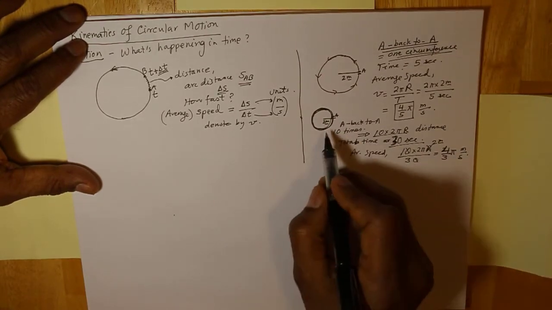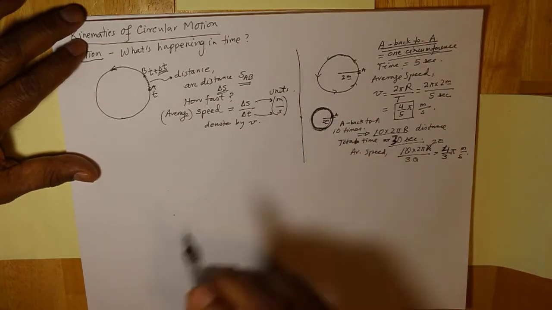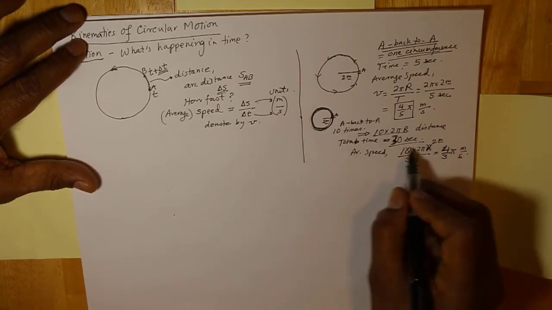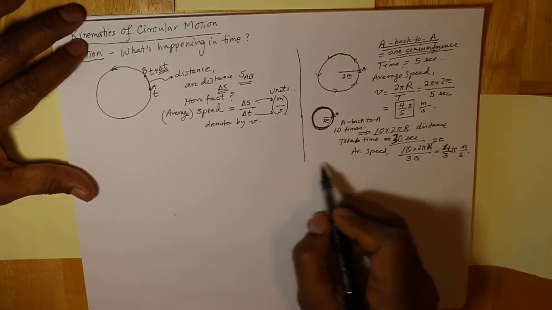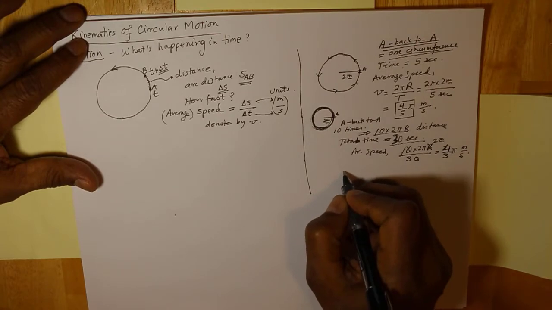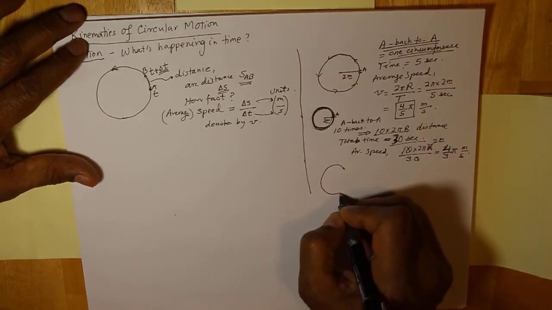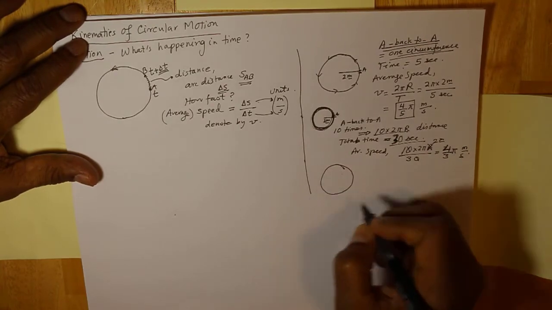So you really have to know how much distance you have gone, if you've gone many times over. And you might say, well, how about if something is going very slow? I measure only a few degrees. That's also a circular path. Now it's not going the whole circle.